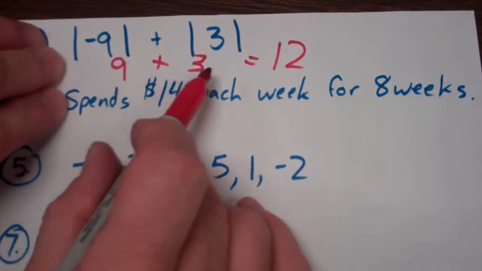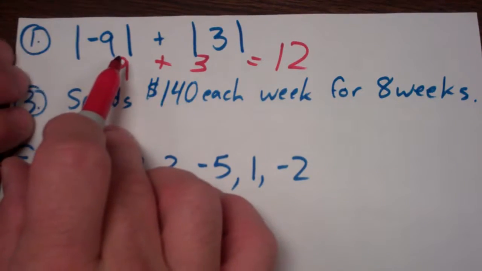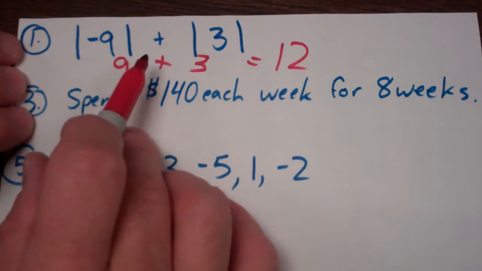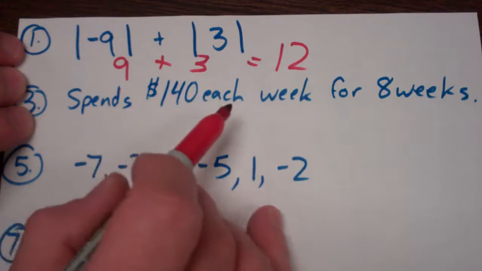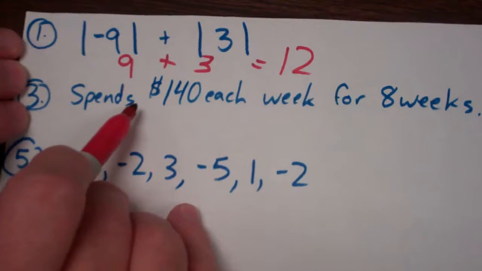Remember, the reason we're working with absolute value is that when we go to do integer addition, subtraction, multiplication, division, we actually do all the math with the absolute value, and then we use the rules to find out whether it's positive or negative.